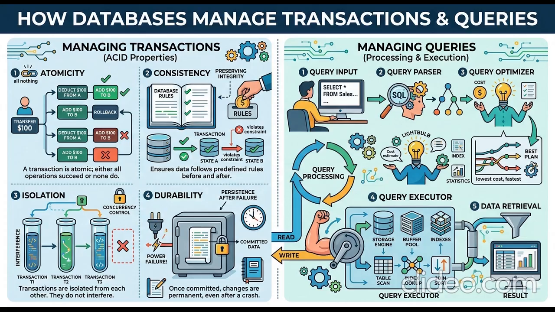During the parse call, it runs 3 distinct checks. The first 2 are straightforward. A syntax check to ensure you didn't misspell a command like typing form instead of from. Done that a million times. We all have. And then a semantic check to verify that the tables and columns you are asking for actually exist in the database schema. But the third check is where the heavy computational lifting begins. It's called the shared pool check.